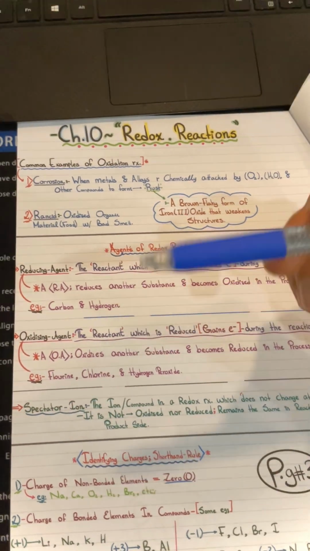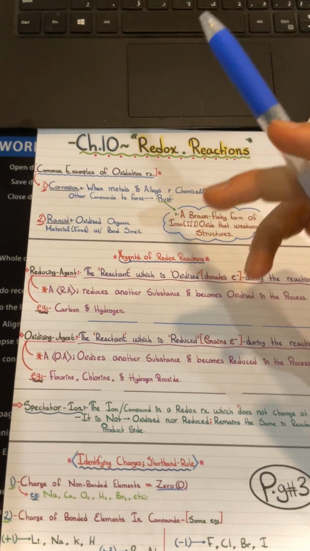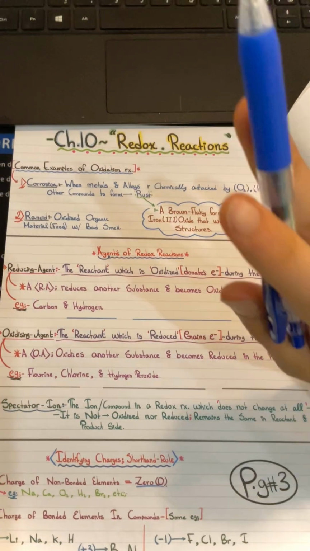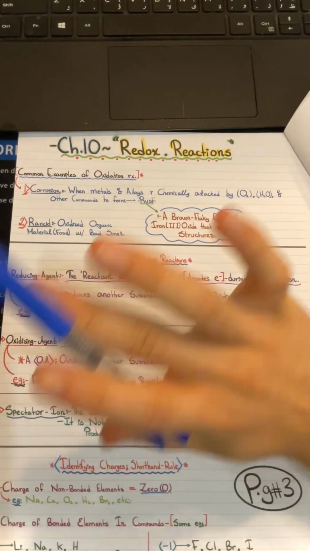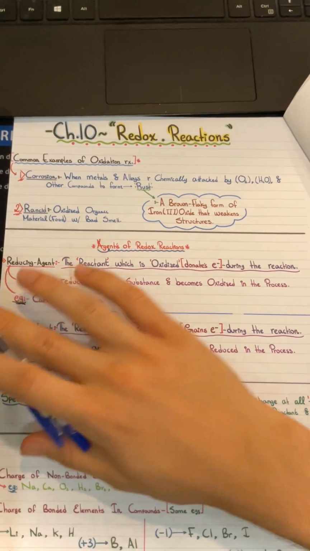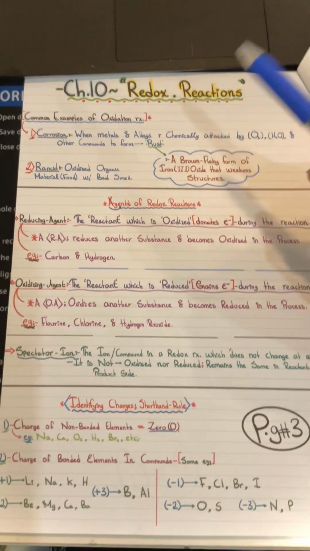Spectator ion. A spectator ion is basically like the neutral guy here, okay? It's the ion or compound in a redox reaction that does not change at all. It is not oxidized, it is not reduced. It remains the same throughout the whole reaction, in the reactant side and in the product side. The spectator ion is the one that remains the same.